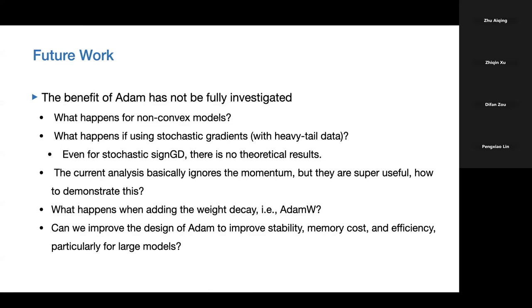In our work, Adam has nothing different from the sign of gradient. But in practice, if you run some experiments, Adam will be much better compared to sign of gradient. So we guess that is the role of the momentum part, and the momentum part will have a very strong effect in the early training phase, especially for non-convex models.